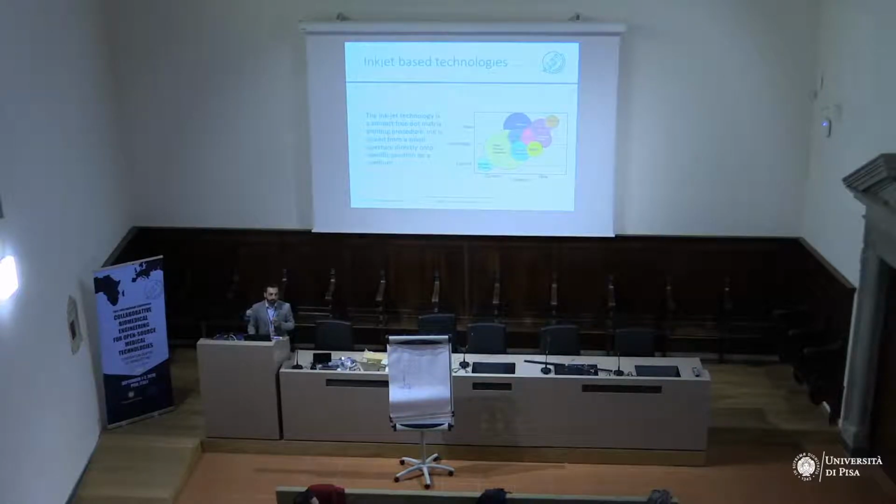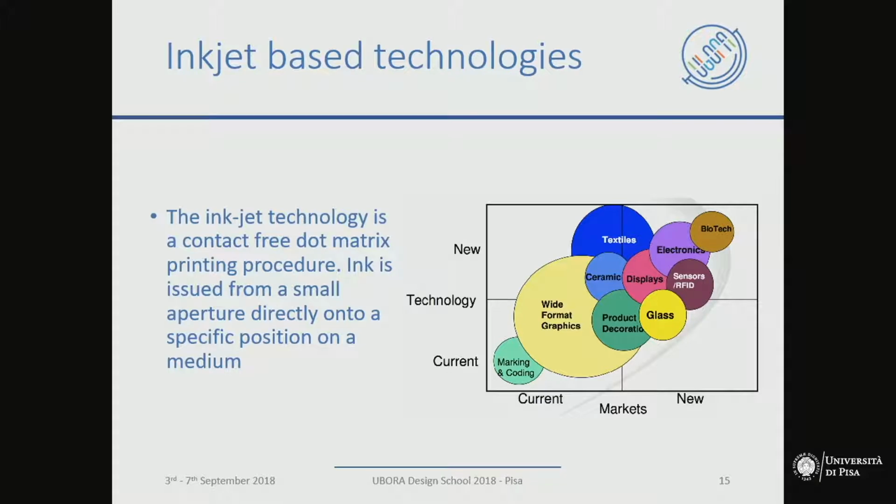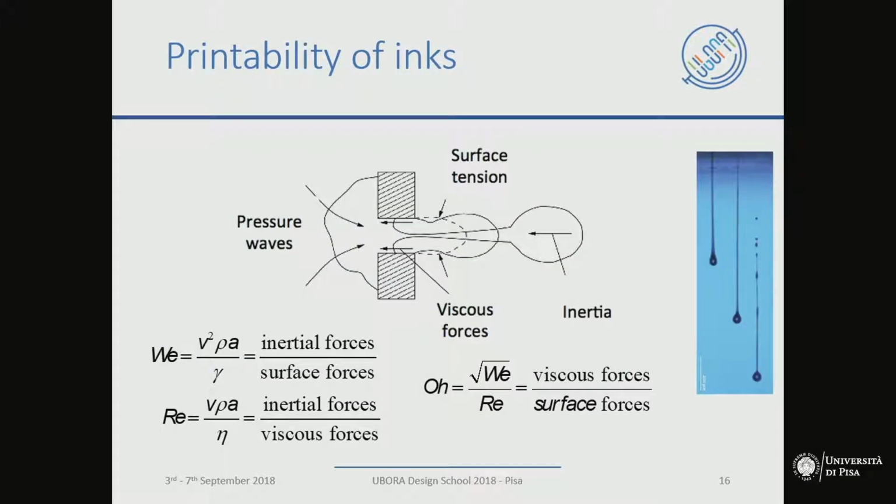Another technology for 3D printing is the technologies based on inkjet printing. Inkjet is a technology by which you can make very tiny drops. Tiny drops means picoliters of volume, which means that the radius of the drop is around 40, 50 microns. So a very, very tiny nozzle.